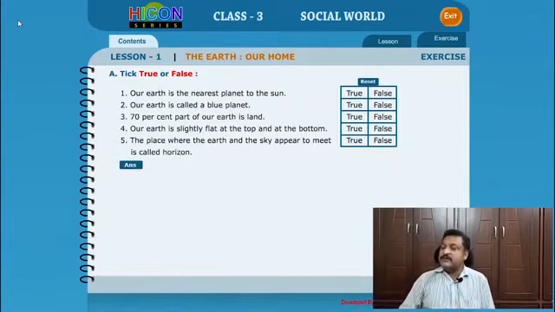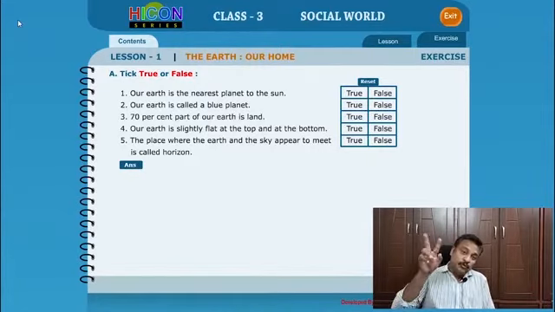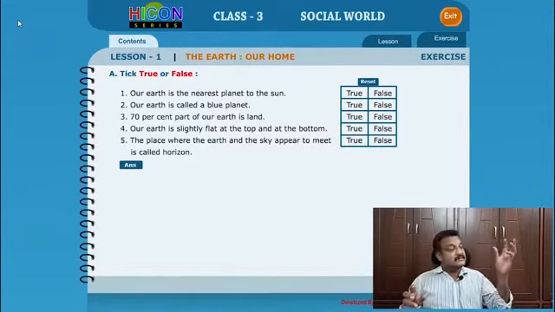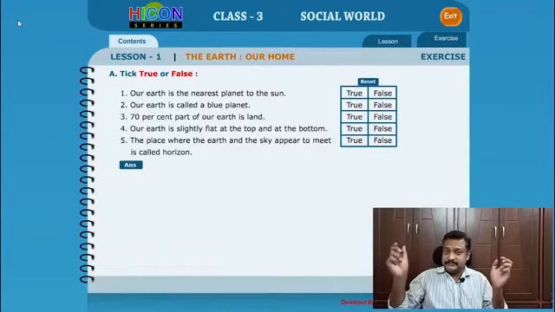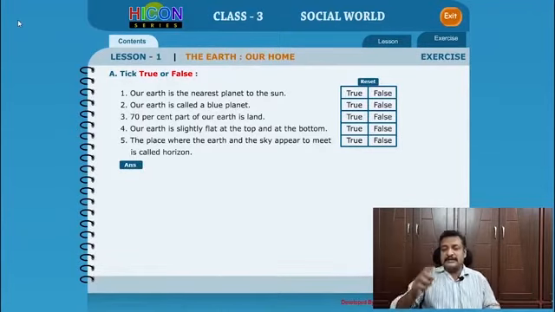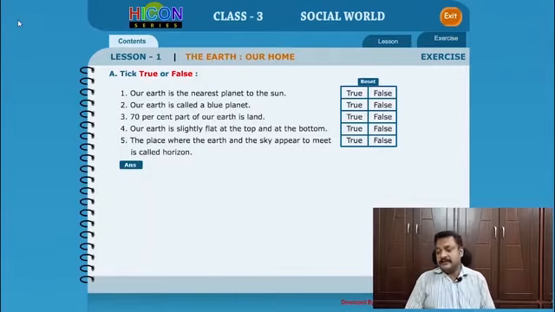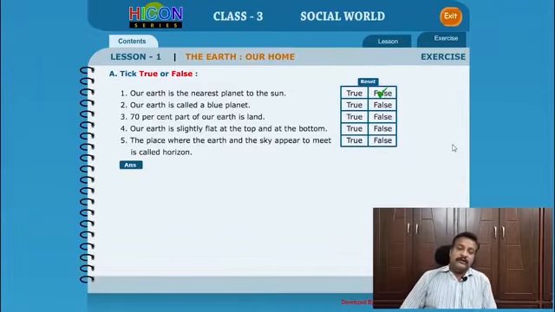So is Earth the nearest planet? No. We have 2 more planets in between the Sun and the Earth, isn't it? As 2 more planets are there in between the Sun and the Earth, Earth is not the nearest planet to the Sun. Okay. So what we will mark here is false. Right? Our Earth is called a blue planet.